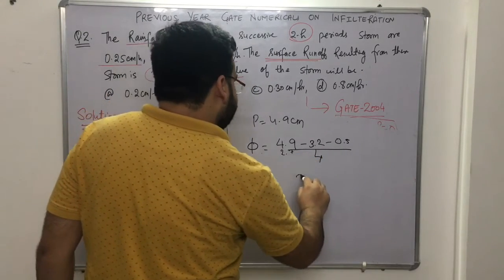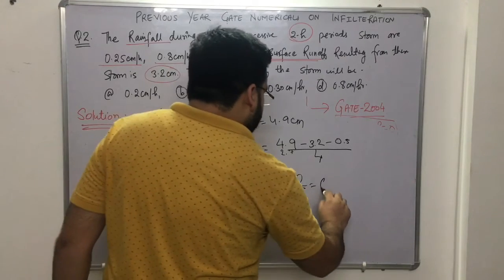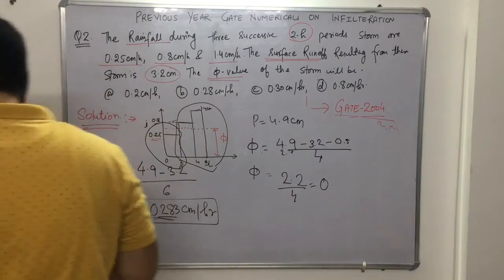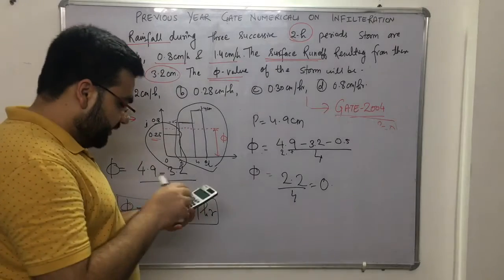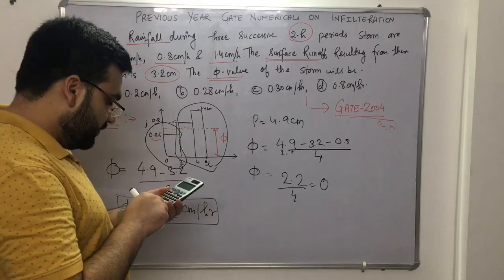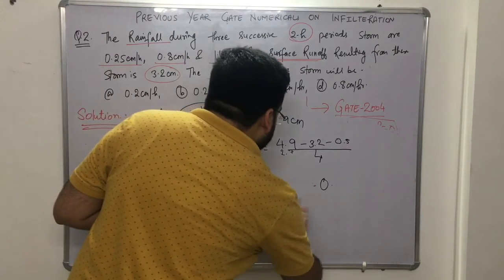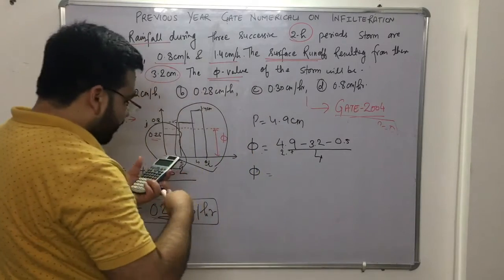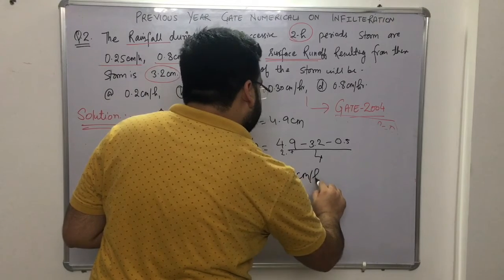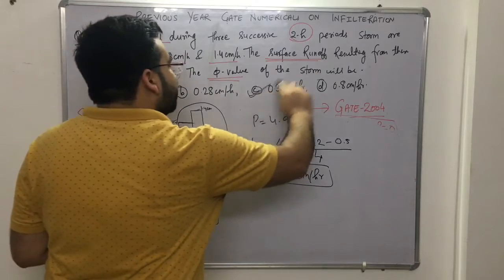Simple. So if you solve it, it will be equal to 4.9 minus 3.2 minus 0.5 divided by 4. Let me calculate how much it will be. It will be 0.3, right? It will be equal to 0.3. So the correct answer will be 0.3 centimeter per hour, right? Which answer is this? So C is the correct answer, right?